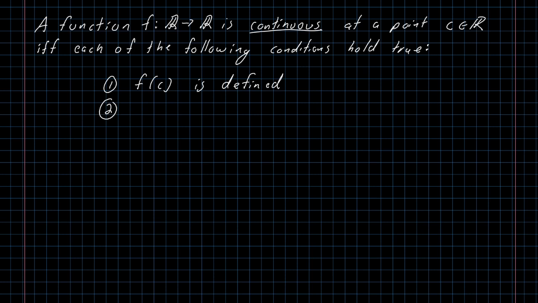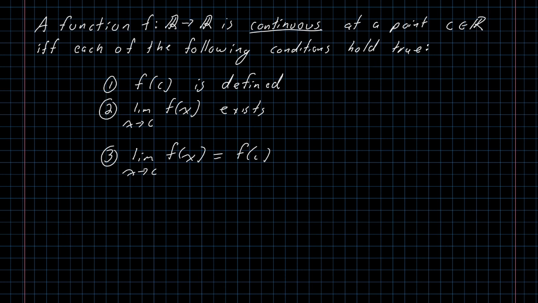The second condition is where the limits come in. The limit as x approaches c of f of x must exist. Then the third and final condition is really the heart of things. It tells us that these things not only have to exist and be defined, but have to be the same. The limit as x approaches c of f of x must be equal to f of c.